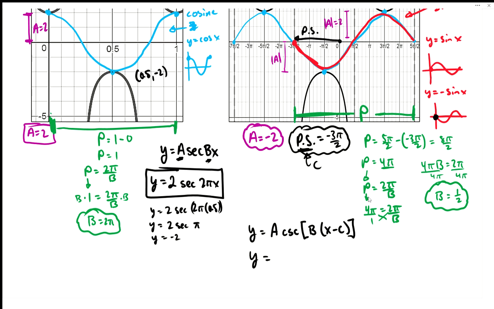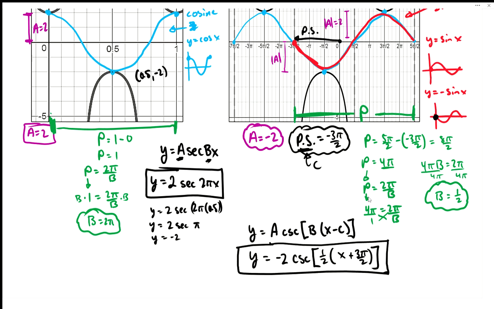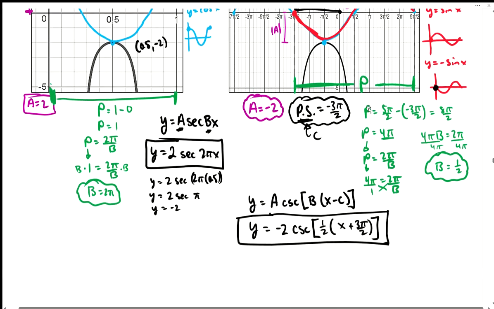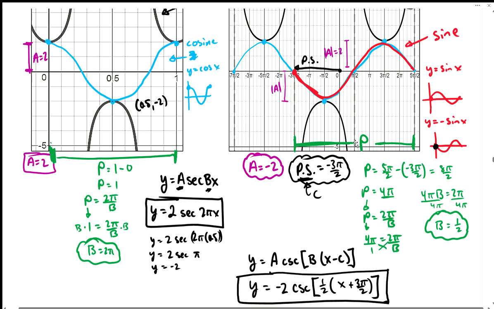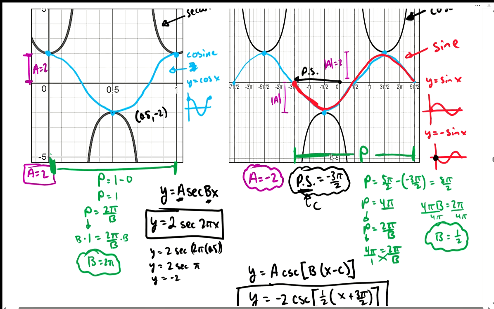Okay, so we have y equals negative 2 cosecant bracket 1/2 parentheses x. Now the phase shift is negative, so that means change the sign in here to be plus 3 pi halves, like that. Okay, so that is our curve, or at least a function for this curve. So you can have different answers to this. Okay, so that would be it.